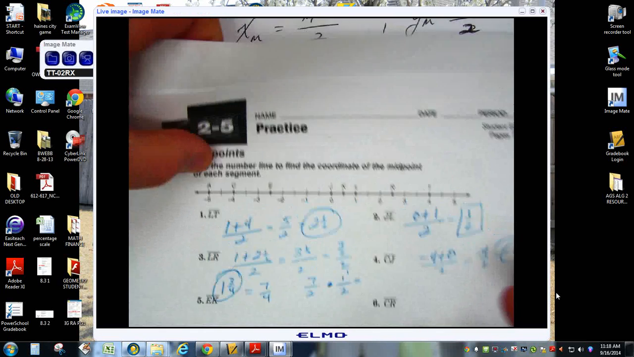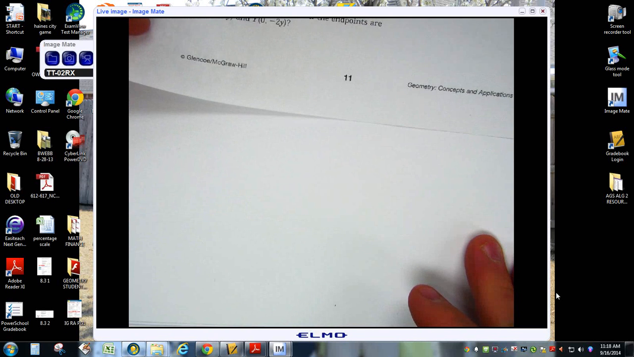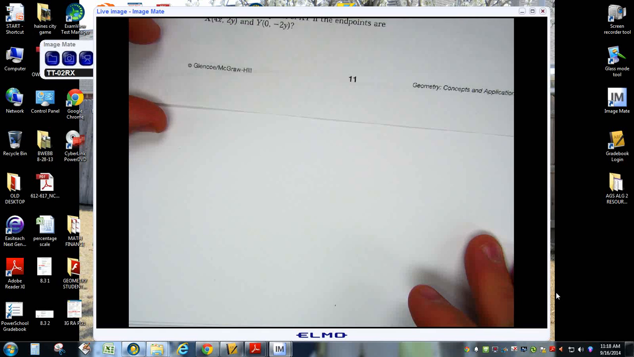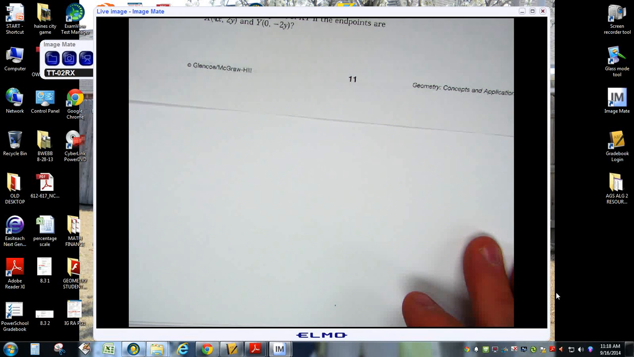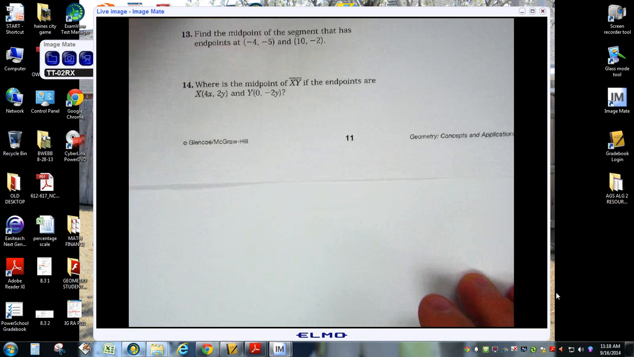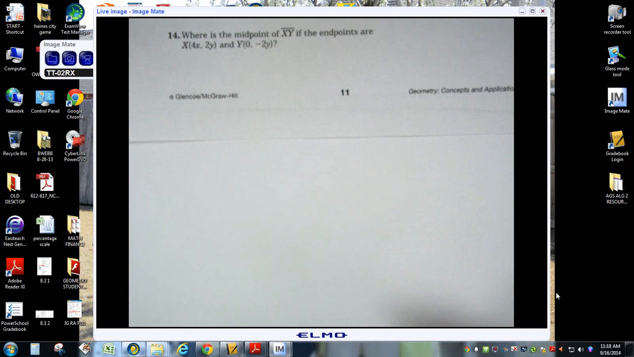Now, let's go down here to what is probably the hardest one, which is number 14. And like I said, I'll zoom out and freeze on it all so you can write it all down as soon as we're done.